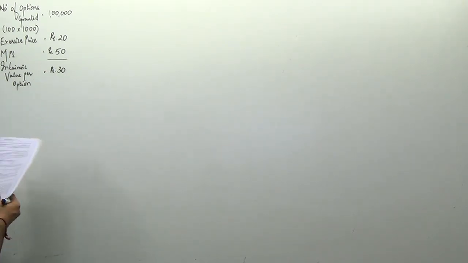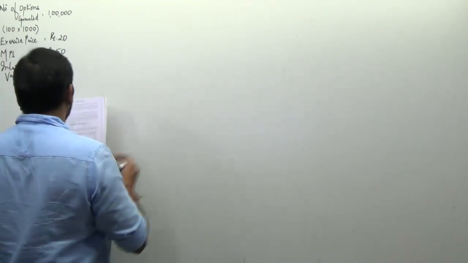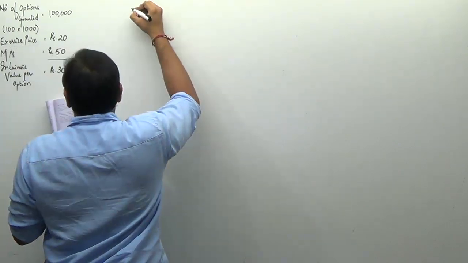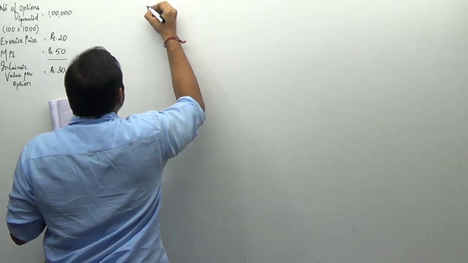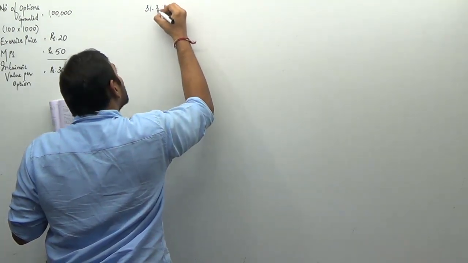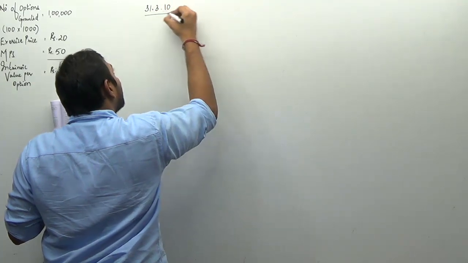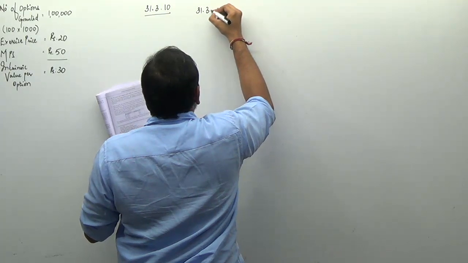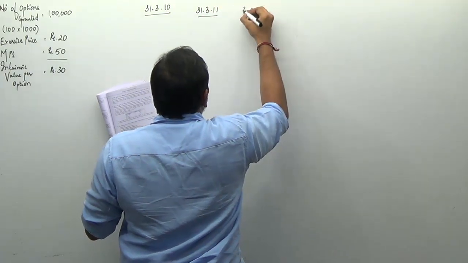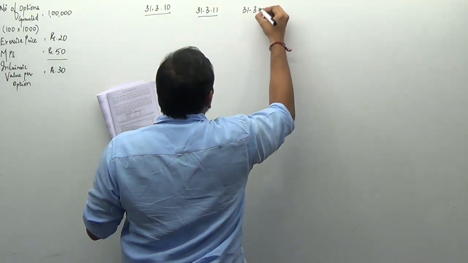That's sufficient information, guys. Then you can start framing your table. What is the first balance sheet date? 31st March 2009 was the date of grant. First balance sheet date will start from 31st March 2010. Second balance sheet date, 31st March 2011. Third balance sheet date, 31st March 2012.